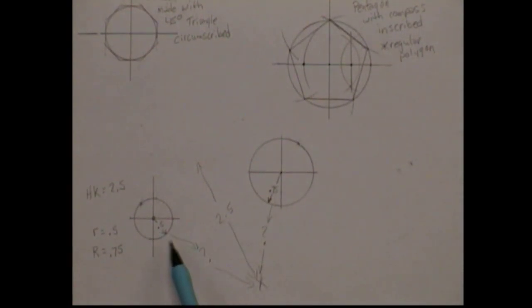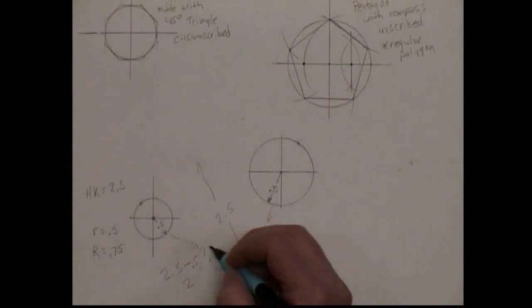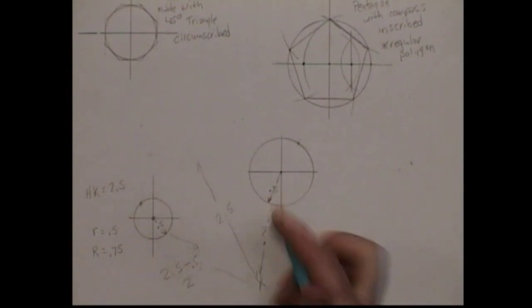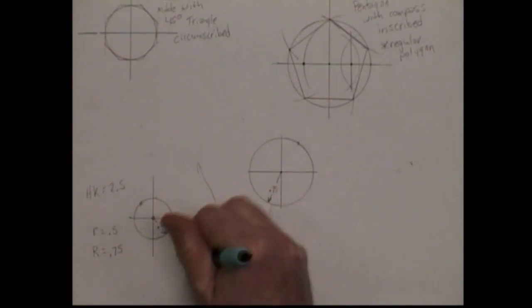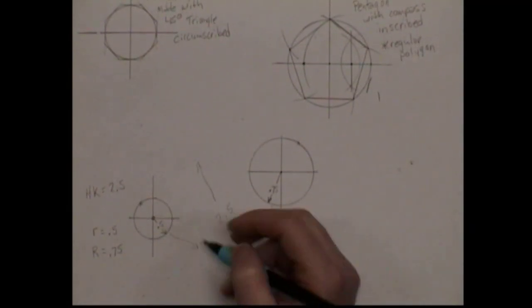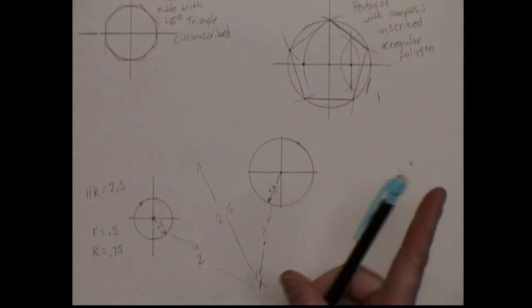So if we know the distance from this center point to here is 0.5, and then we need to know that distance, what's 2.5 minus 0.5? That's 2, right? So we can change out this question mark and put a 2 right here. So in our equation from our book, it says HK minus little r, which is going to be 2. Okay?